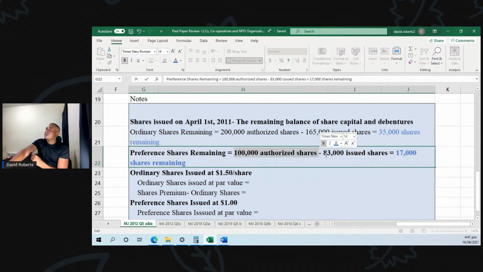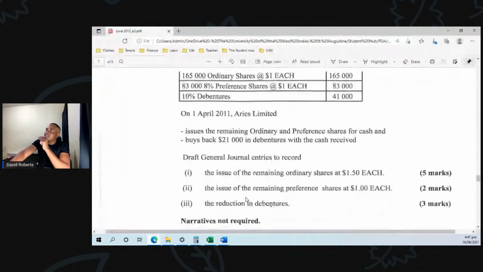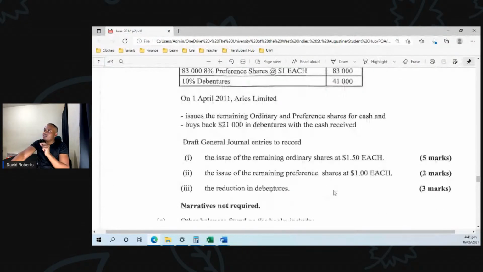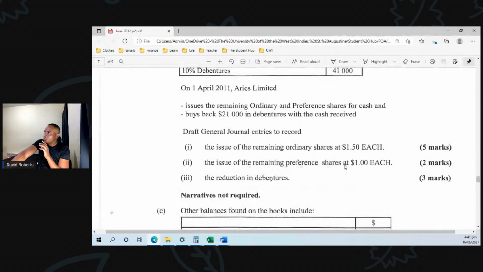we would have had 100,000 authorized. We would have had 83,000 shares issued as at April the 1st. But we have 100,000 shares authorized, so this is how much they could sell. But as at April the 1st, they would have issued 83,000 shares. And after that, they would have issued the remaining 17,000, right? Because that's what they did. They issued the remaining shares.